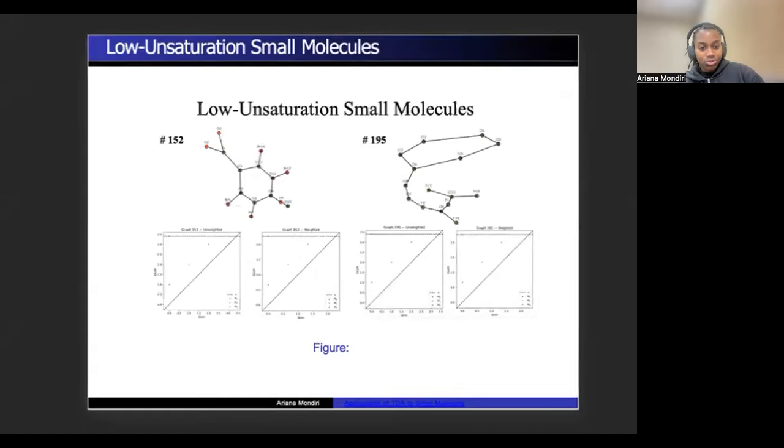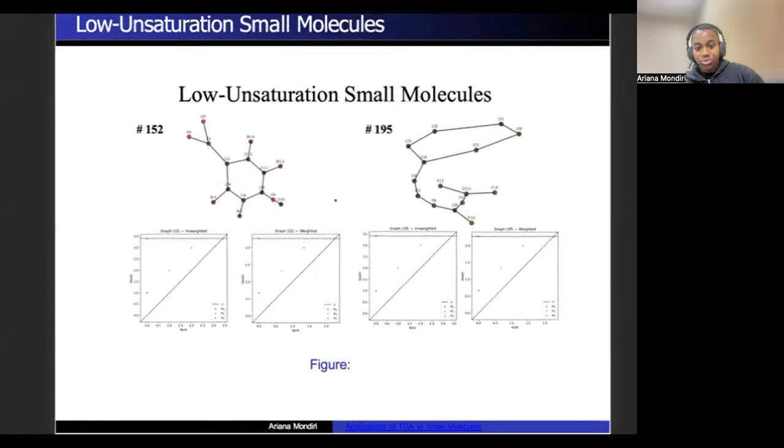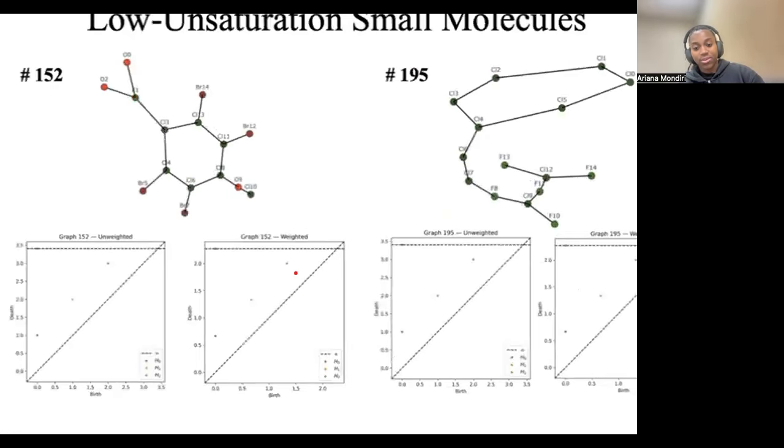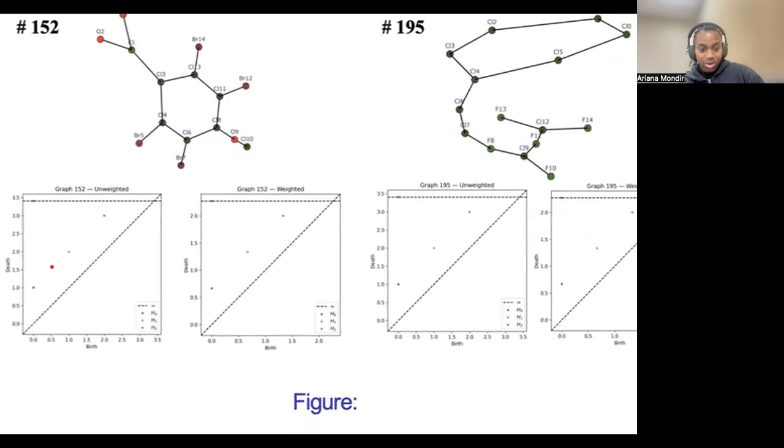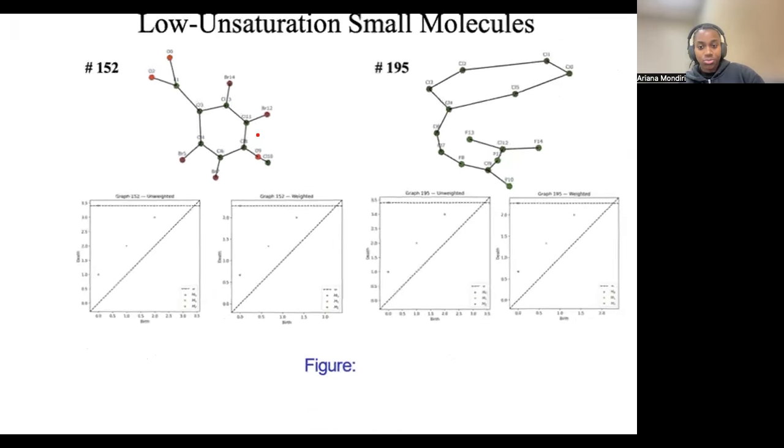Now looking at two other molecules from our low unsaturation group, we have the molecule 152 and 195, and you can see they have a much simpler structure. They have single bonds and a tree-like structure, and they have similar persistence diagrams here. The big three features get captured from the homology group 0, 1, and 2.